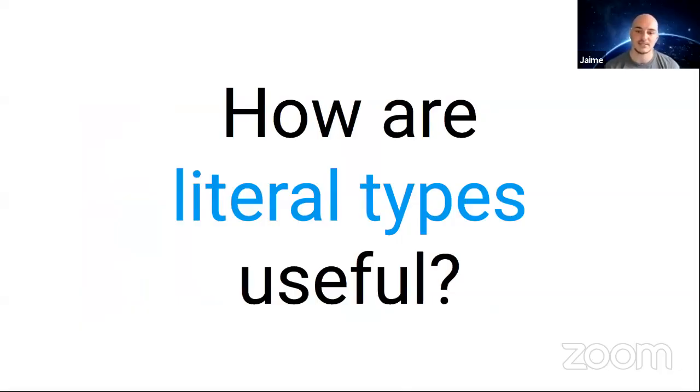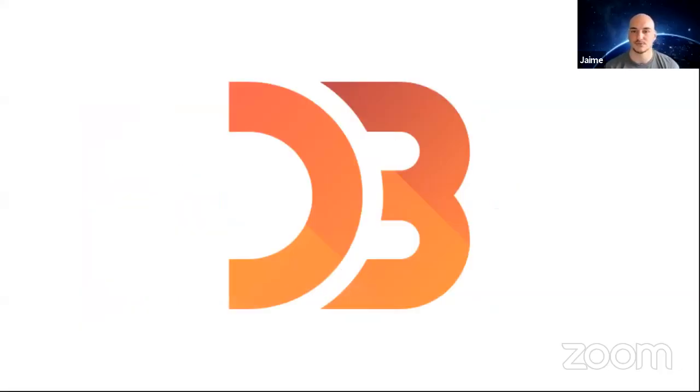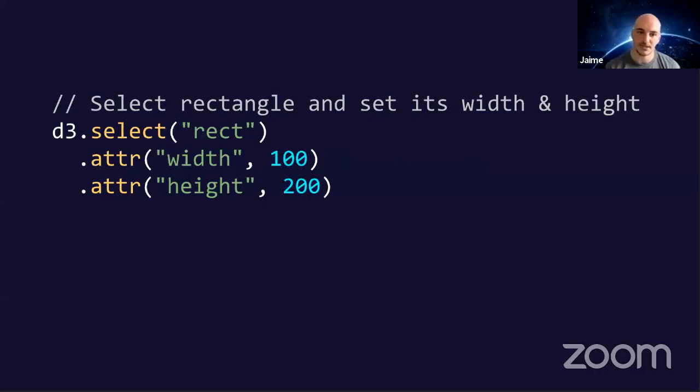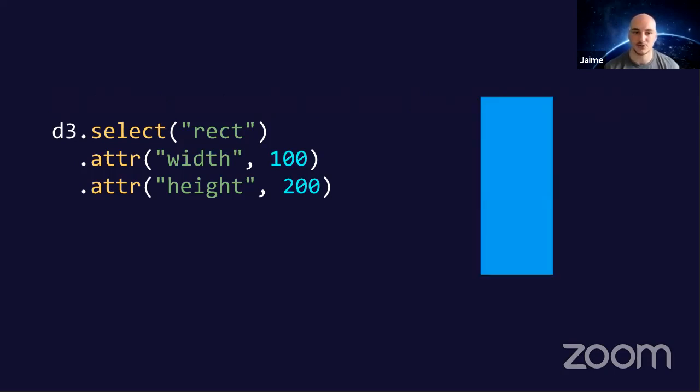So when is this useful? And this is an example from D3. D3 is a library that allows you to build visualizations in JavaScript or TypeScript. So you write TypeScript, and then it generates SVG for you. So here we have a way to use D3 to select a rectangle and set the attributes of that rectangle, width and height, to 100 and 200. And this is what you get in the screen.